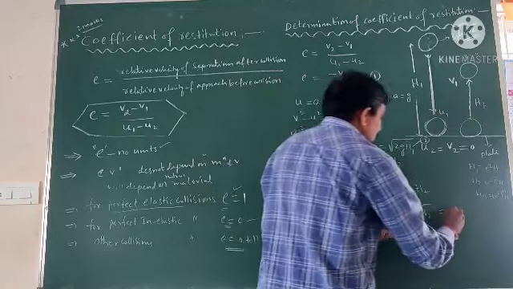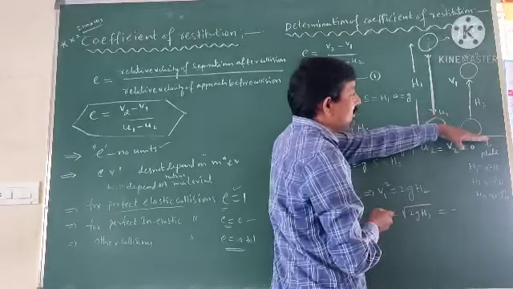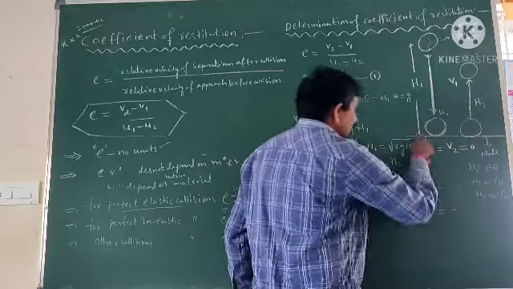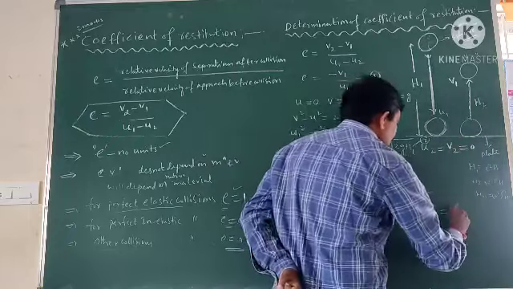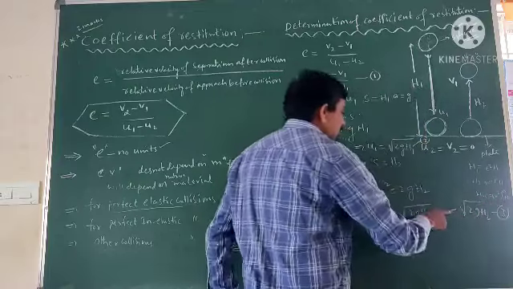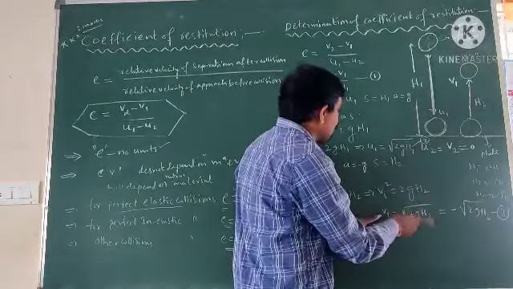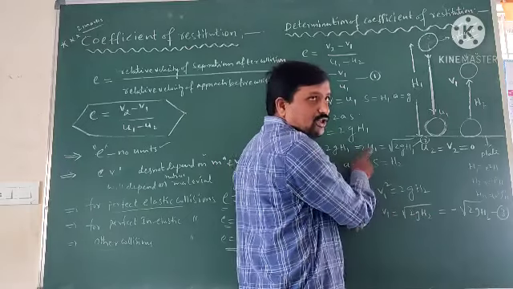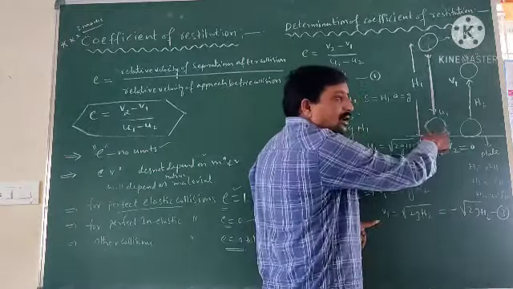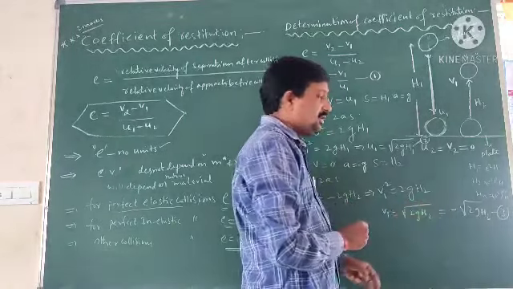Here the sphere rebounds h2 high. The velocity is opposite to the initial velocity. So v1 is equal to minus under root of 2gh2. Here minus indicates, this is equation number 3, that after collision the velocity is opposite to the velocity before collision. So minus indicates opposite direction.